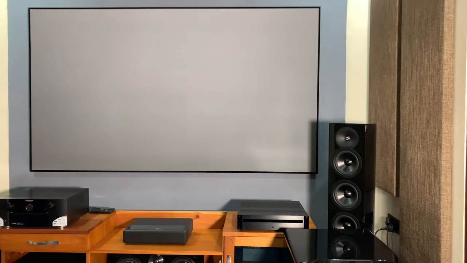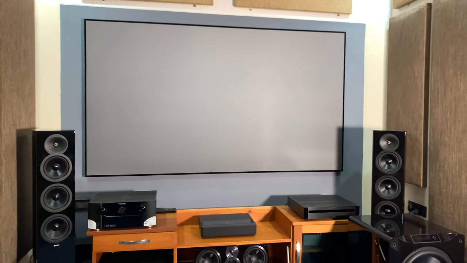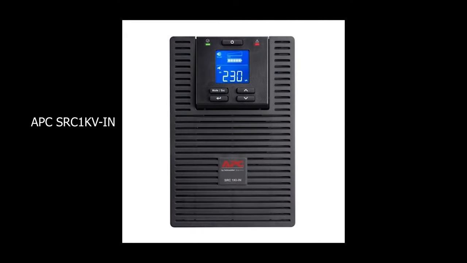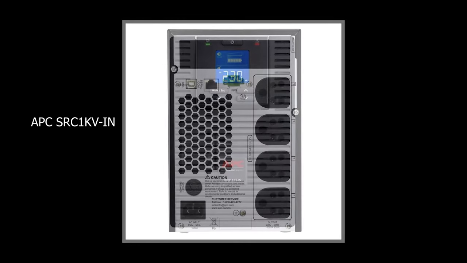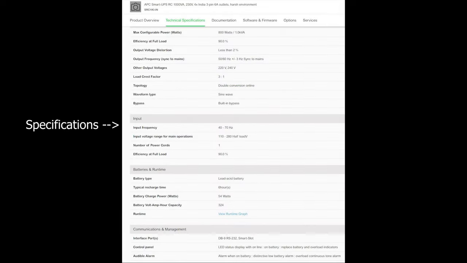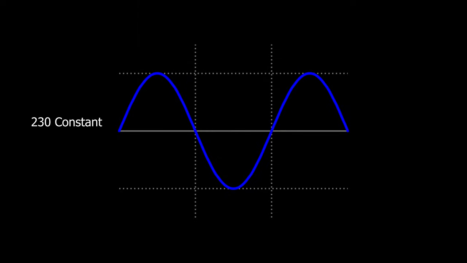Now let's talk about the protection for the sensitive equipments. All the sensitive equipments like the media player, processor and projector are connected to my APC online UPS. This is a 1kVA online UPS with built-in battery support. But I suggest connecting all electronic equipments to an online UPS for better life, protection and performance. Online UPS is full-time running from battery, so the output will be a constant 230 or 120 volts with a pure sine wave waveform.